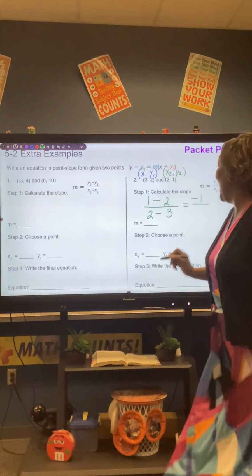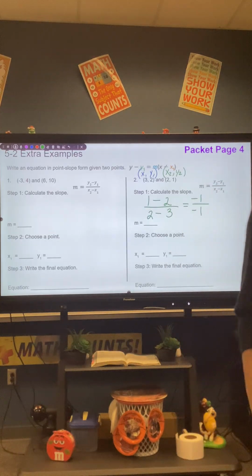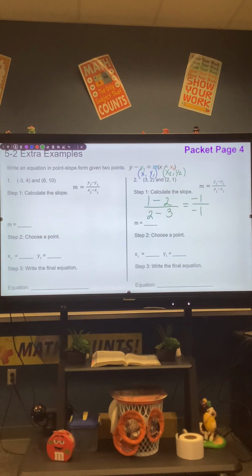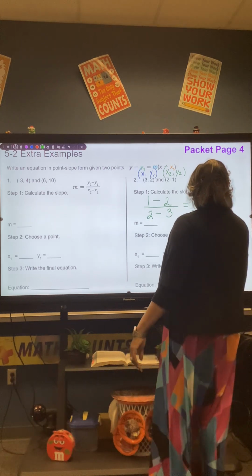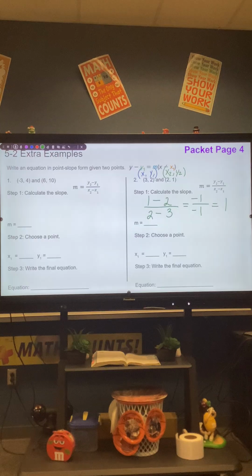-1. So when I divide 2 negatives, I heard you over there. I knew where you were going with that. A negative divided by a negative gives me a what? +1. Come on. So that means my slope is going to be 1. Give me a thumbs up if we're good with that. Okay, all right.